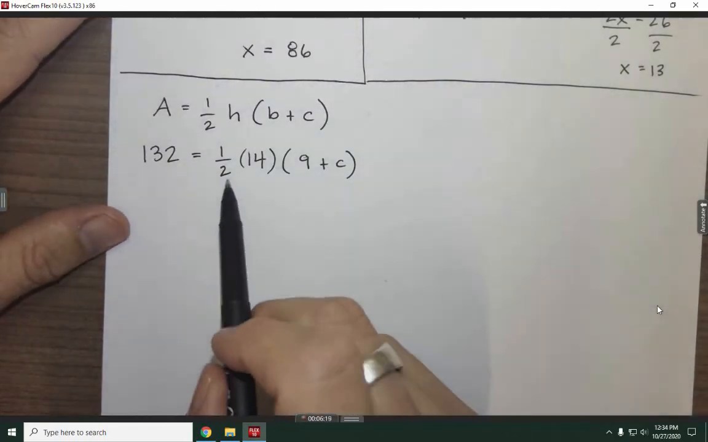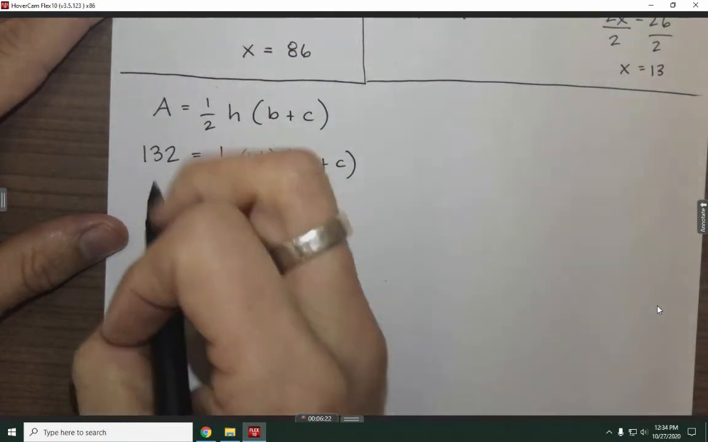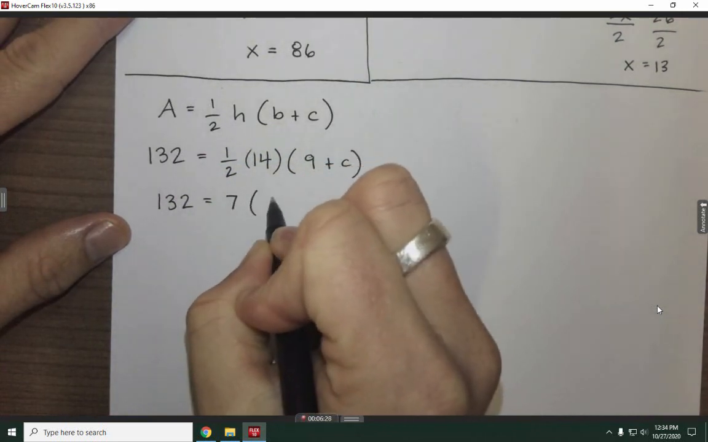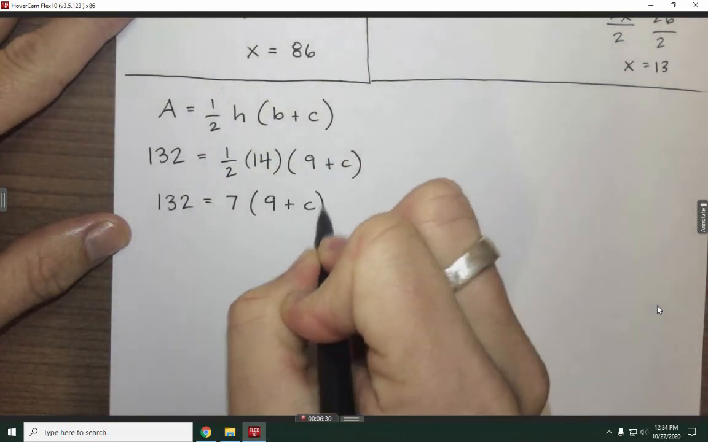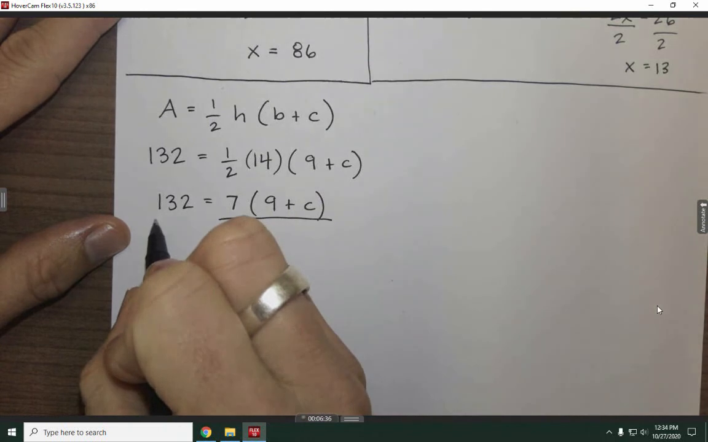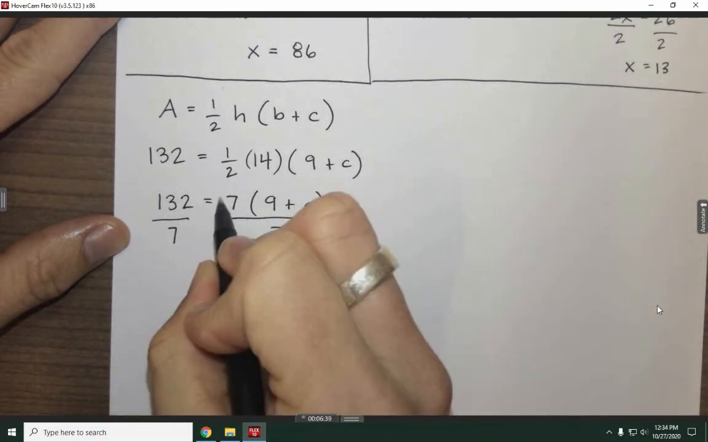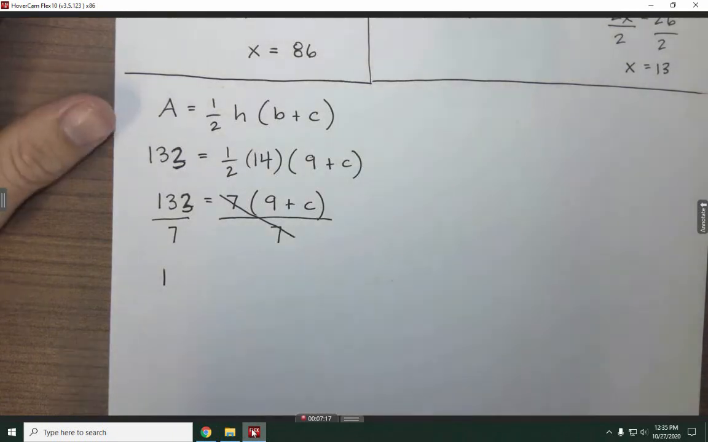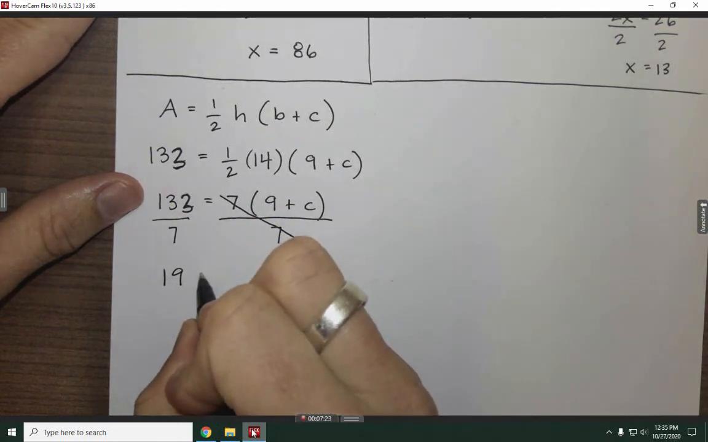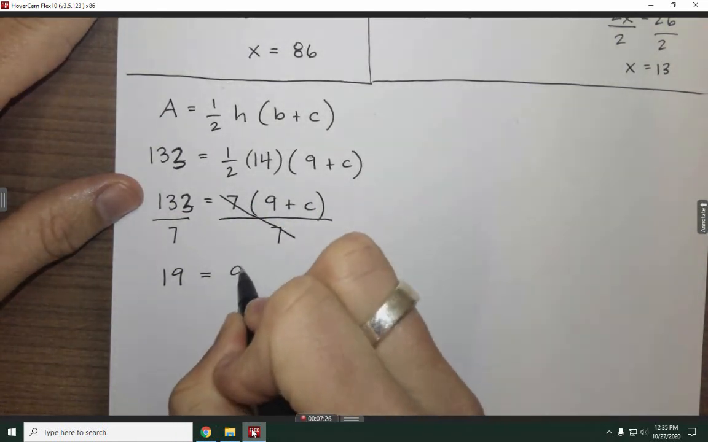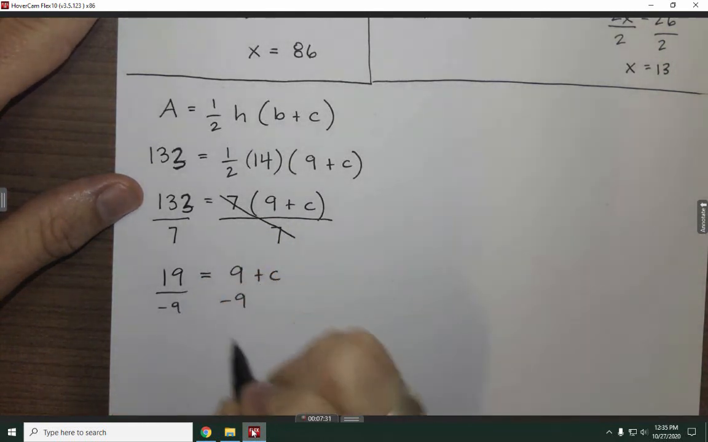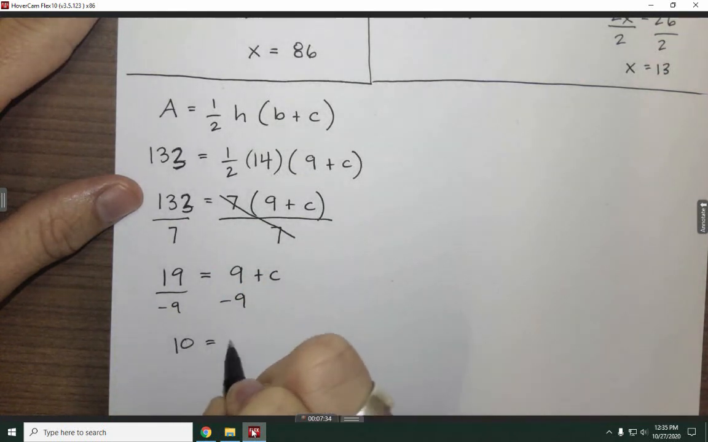And so we can start this problem by just doing half of 14. So half of 14 is 7. And then you might be tempted to distribute that 7 into here. But it'd be easier just to divide it out of both sides. If we divide both sides by 7, it cancels away on this side. Sorry, it's supposed to be 133. 133 divided by 7 is 19. And so then we just have 9 plus c left. And so then we minus 9. And so then we get 10 left. So that's our third side.